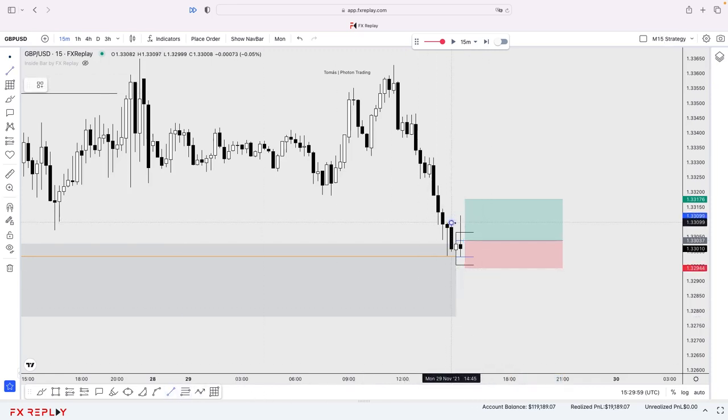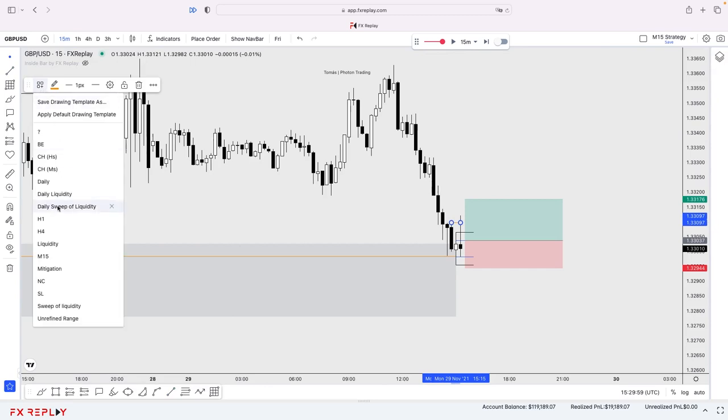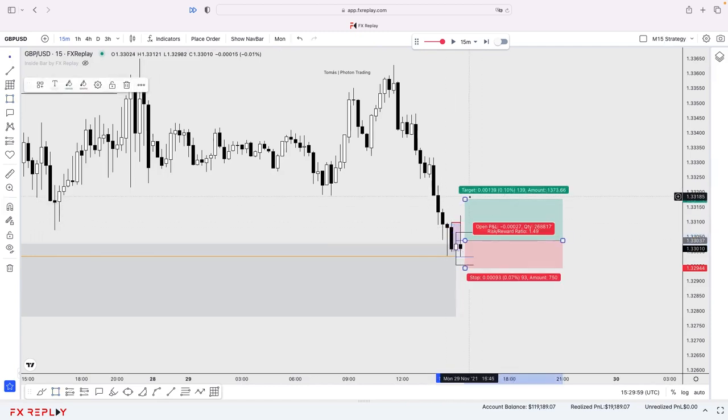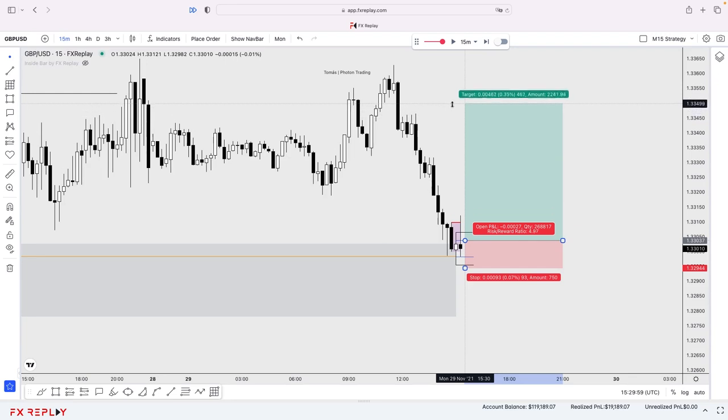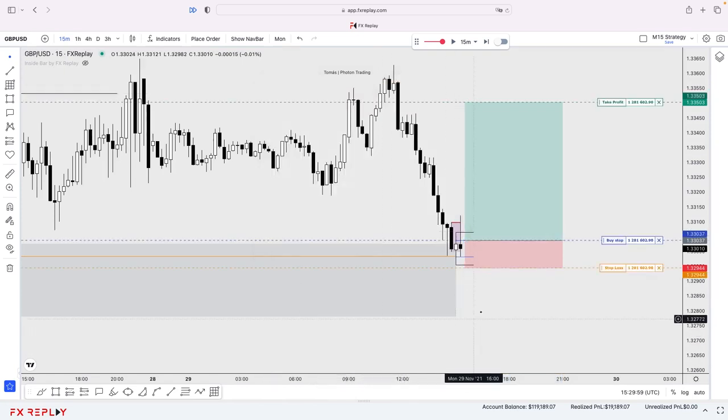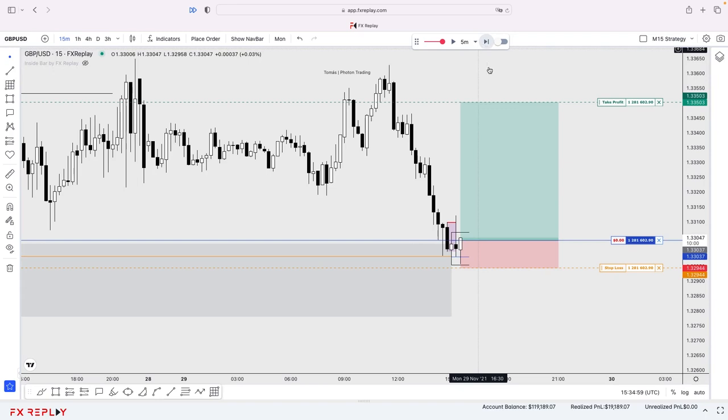Again, change of character. And then the PBL. I should be already involved in this one. So I'll go with a stop order. The pull here would be the break even. Okay, very clean this one.